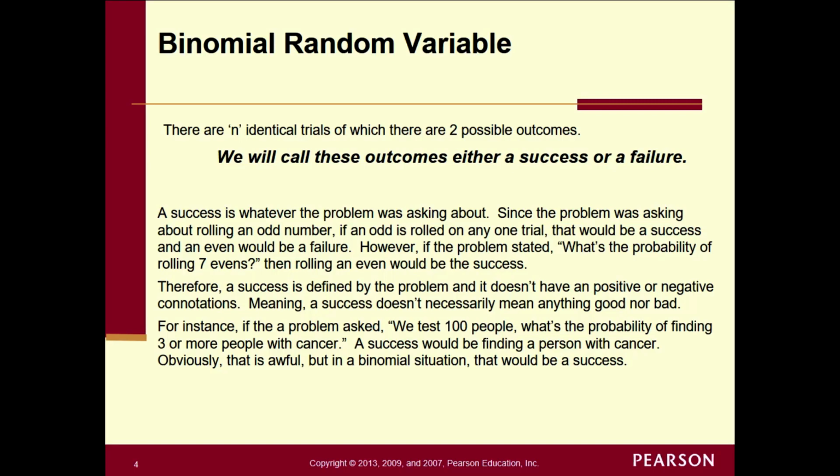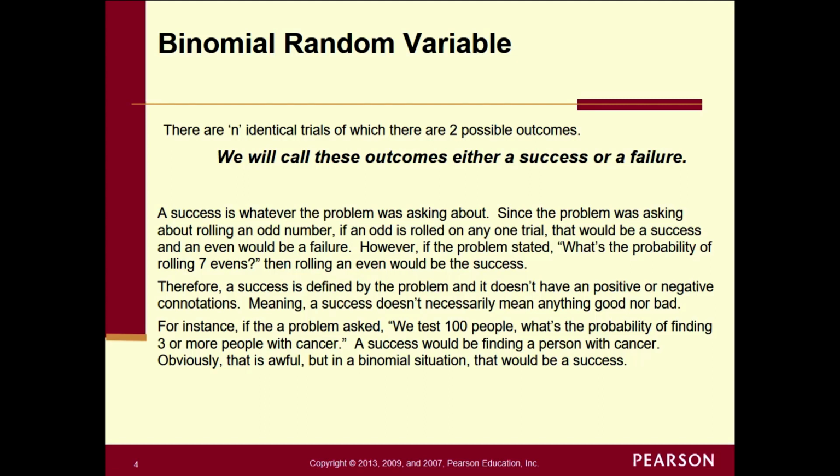So a success is whatever the problem was asking about. Since the problem was asking about rolling an odd number, if an odd is rolled on any one trial, that would be a success, and an even would be a failure. However, if the problem stated, what's the probability of rolling 7 evens, well, then rolling an even would be the success.